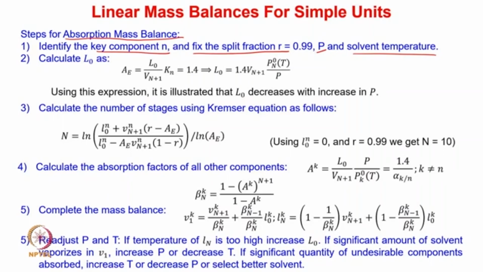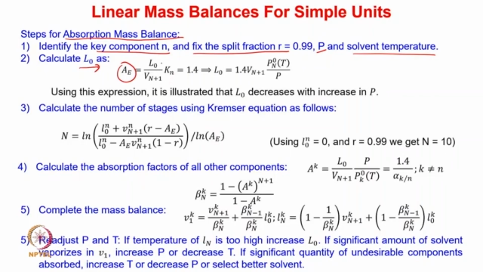Okay, remember that L naught we are using, we can use AE equals 1.4, that is the thumb rule. So if you use AE, that is the absorption factor, equals 1.4, then we can calculate what will be the molar feed rate of the liquid to the absorption unit, L naught. So L naught we can directly calculate by using this equation.